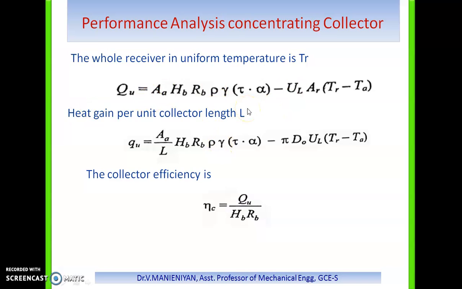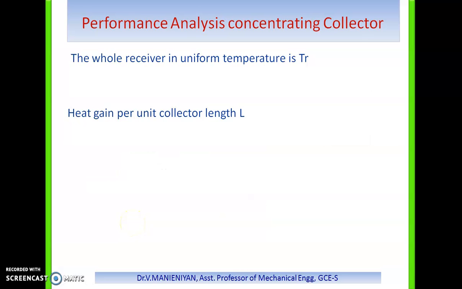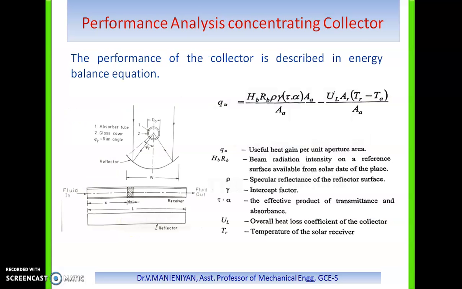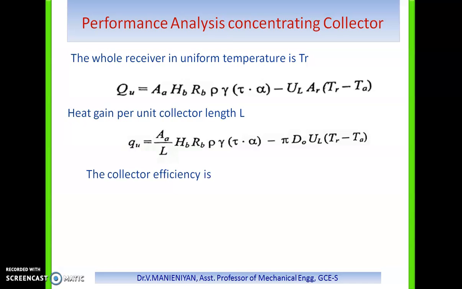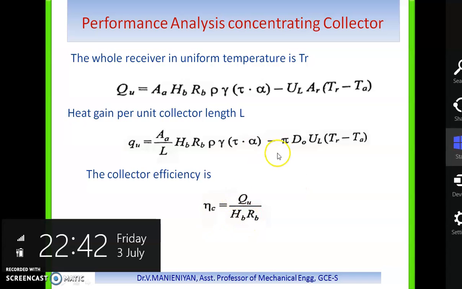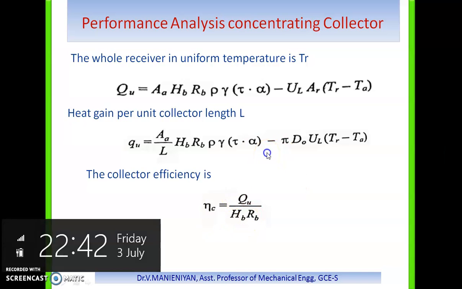So this is the performance analysis of concentrating collectors. Here the maximum temperature is applied, and the efficiency of the collector is calculated from the reflected area only, neglecting the shading effect. So the efficiency is obtained from the equation Q over HBRB, to finally find the efficiency of the concentrating collectors.